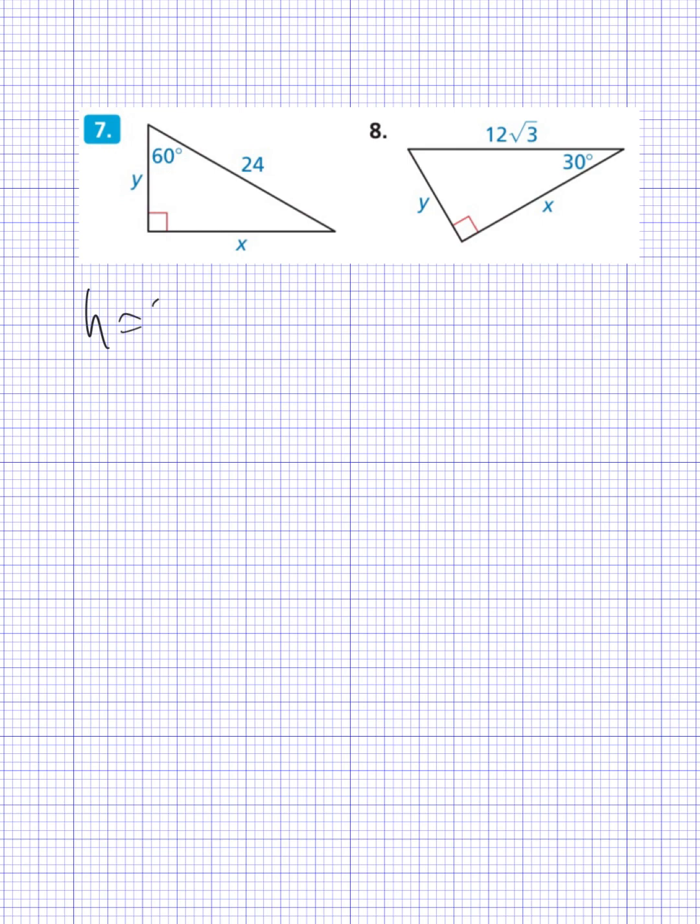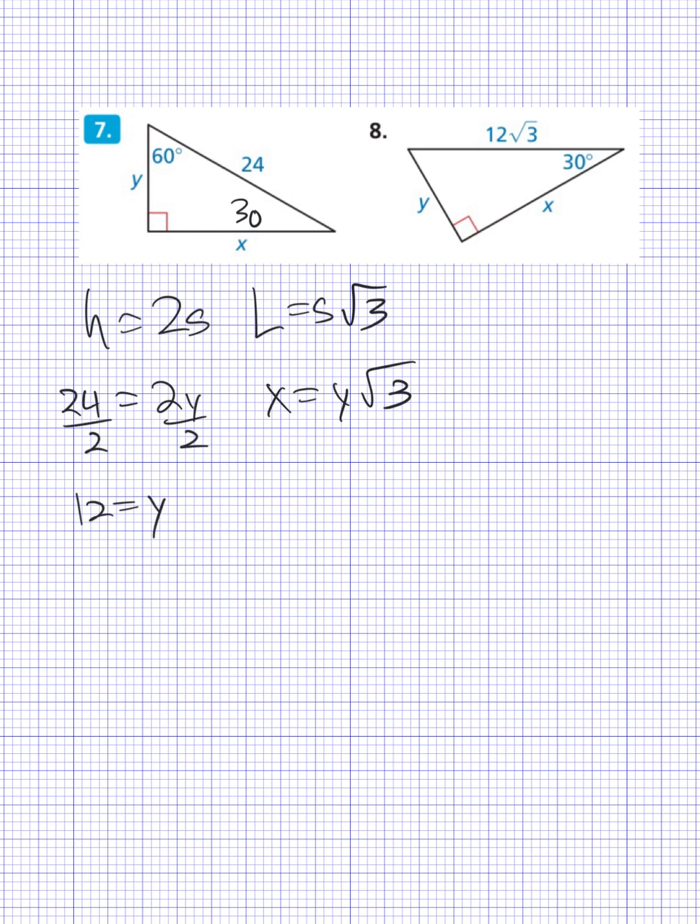Okay, hypotenuse is twice the short leg. The long leg is the short leg times the square root of 3. It's a 30, 60, 90 triangle. All right, hypotenuse is 24. The short leg is y. The long leg is x. The short leg is y. So we can't solve the second equation until we solve the first one. Divide off the 2, and 12 is y. And now we can substitute it into that equation, 12 square root of 3. So y is 12, and x is 12 square root of 3.